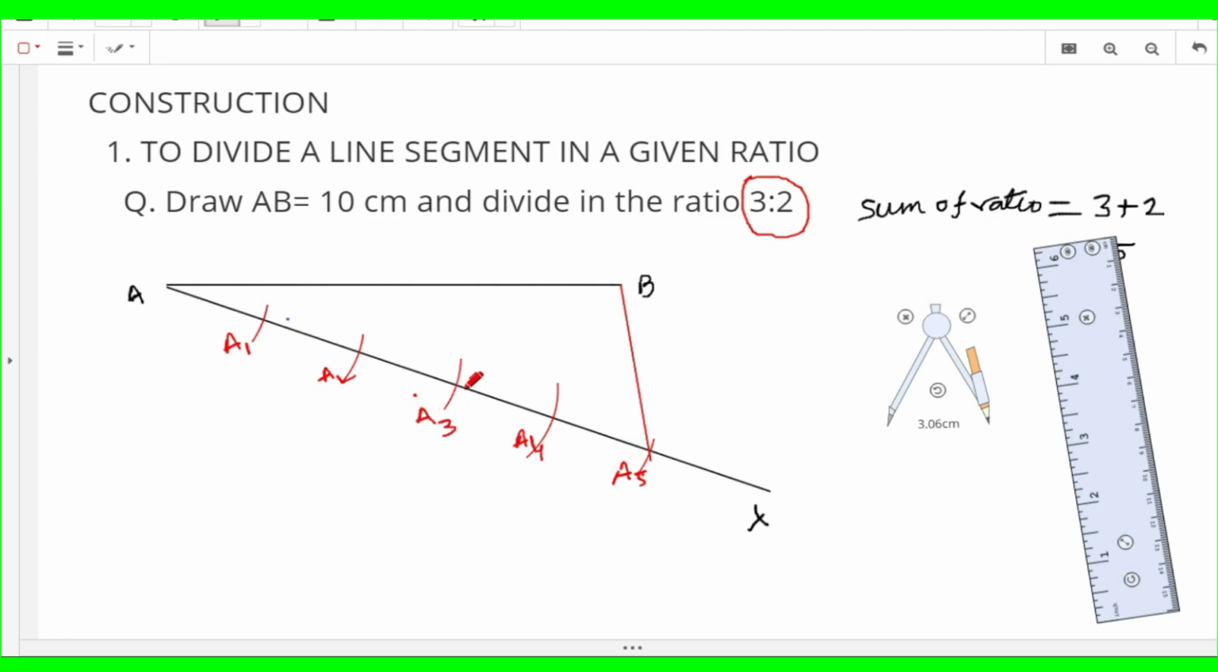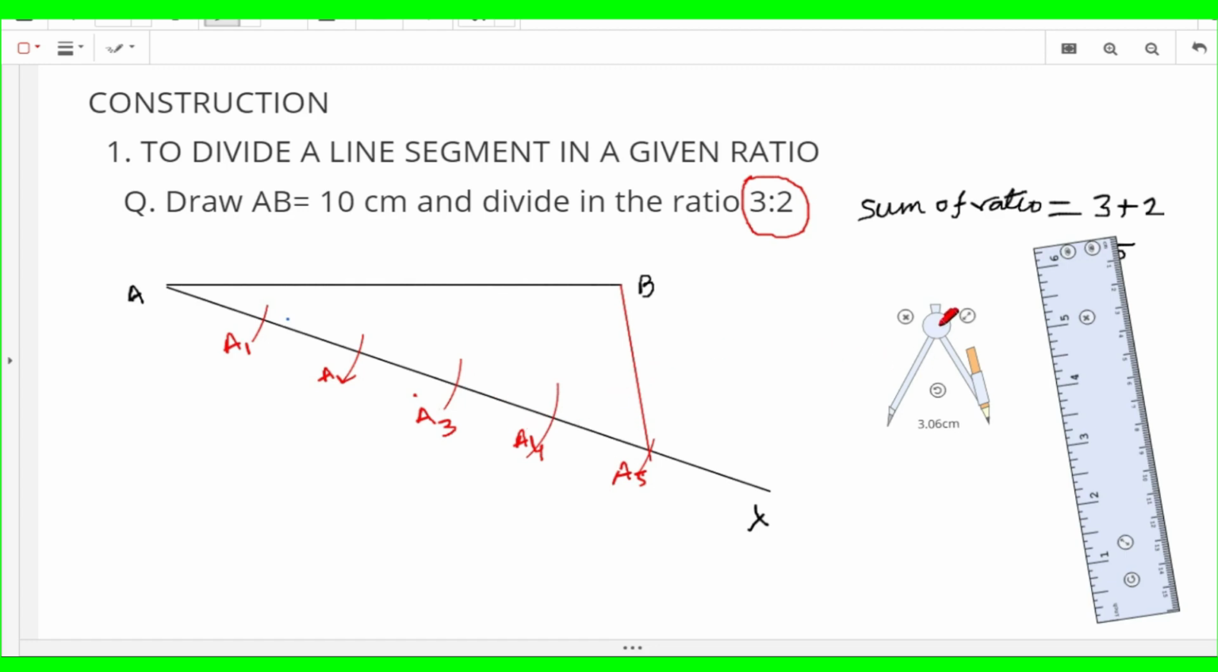So what we need to do here: from the point A3 we have to draw a line parallel to BA5. How do we get this parallel line? We can get it by using the property of corresponding angles. If we construct the same angle here, then the corresponding angles will be equal and the lines will become parallel. So for that we have to construct the same angle. In the basic construction I already taught you how to construct an angle equal to a given angle. Use the same method again.